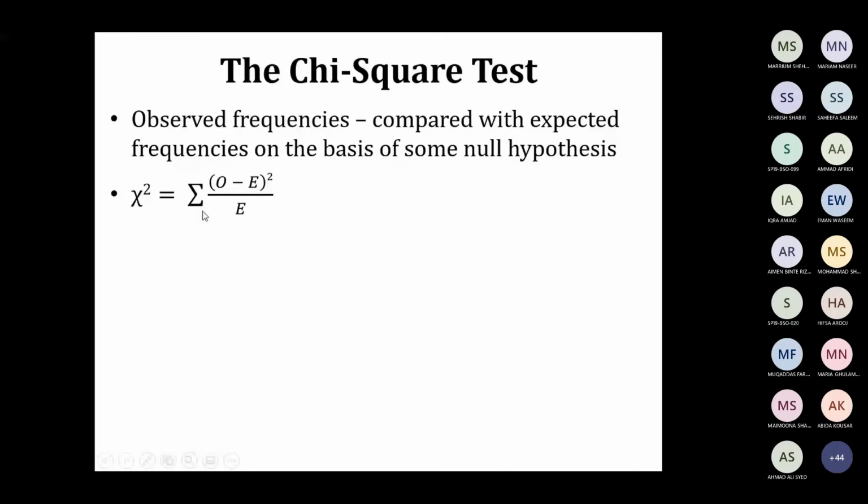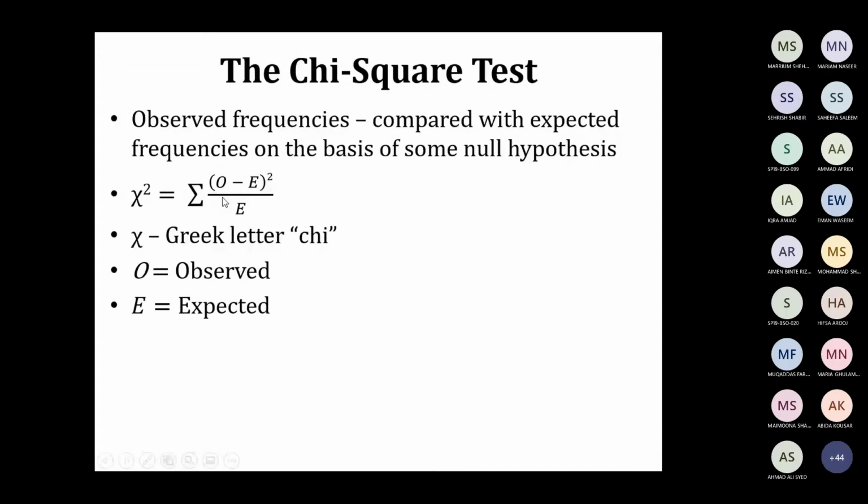And how is chi-square calculated? As you can see, this is the summation sign here, so this is the sum of this factor. O refers to the observed frequencies and E refers to the expected frequencies. First we take the difference of the observed and expected frequencies, then we take the square of that difference, and then we divide that square of the difference between observed and expected frequencies by the expected frequency. We do that for all the classes, for all the observations, and the sum of this factor over all of the observations will be the chi-square value.